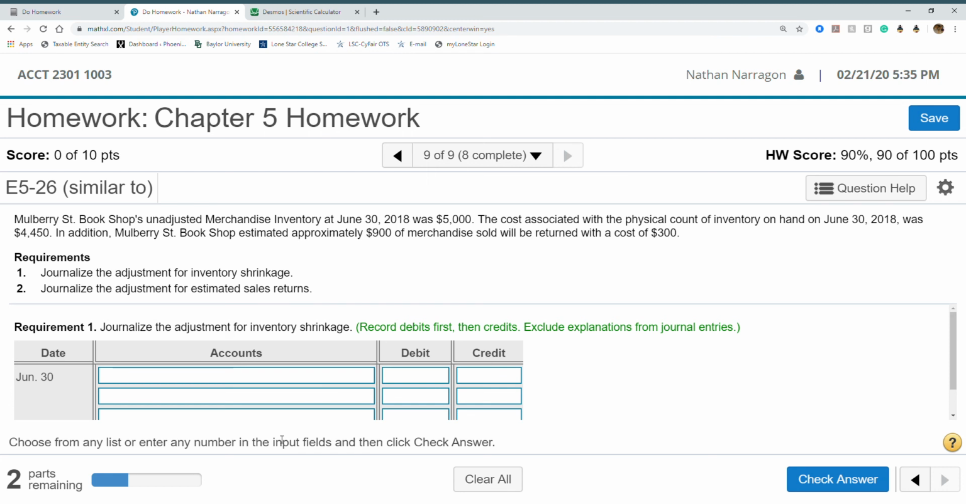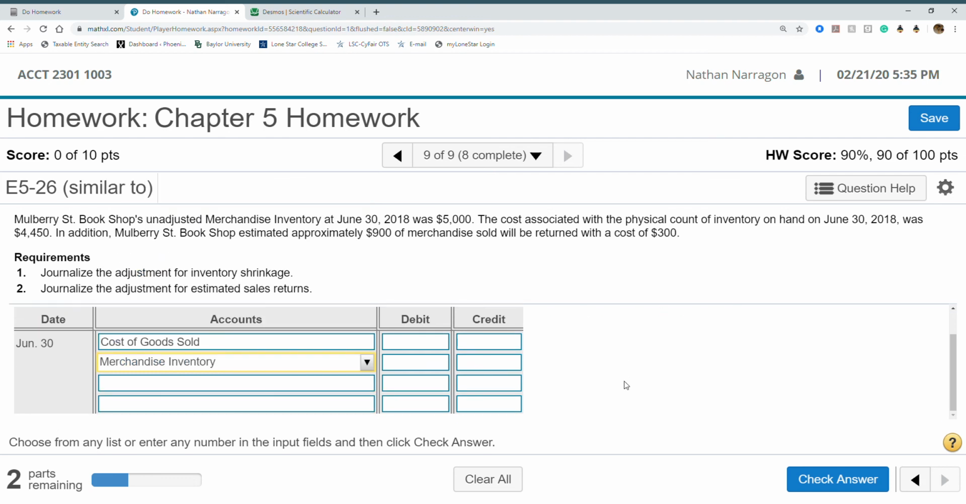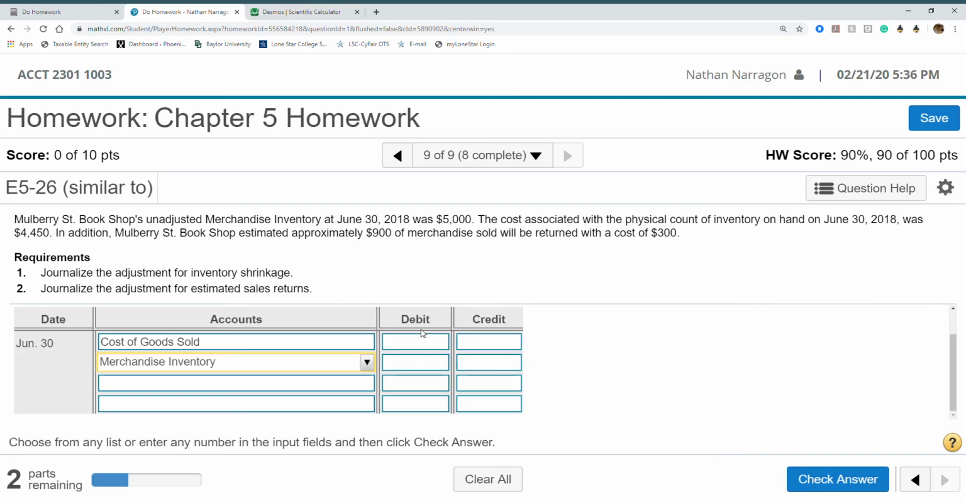So last question. Again, not too terribly bad. First off is the inventory shrinkage, which we already know is cost of goods sold and merchandise inventory. So unadjusted merchandise inventory was 5,000. Cost associated with the physical count on hand was 4,450. And then in addition, estimated approximately 900 merchandise sold will be returned. So we're not worried about that. That's part 2. And this is just part 1. So we gotta find the difference between 5,000 and 4,450. 550, not too bad, because that's the inventory shrinkage.